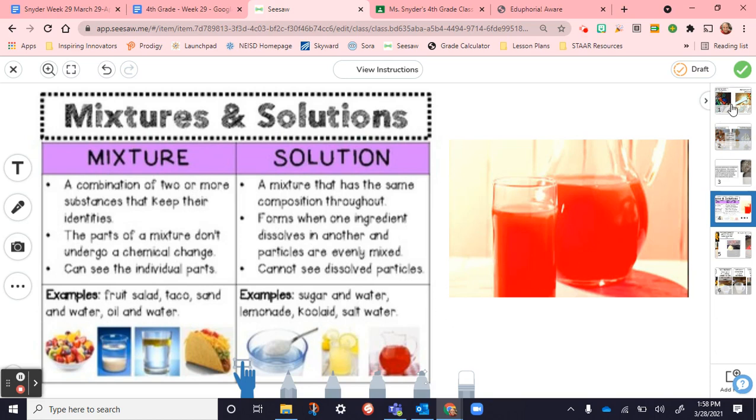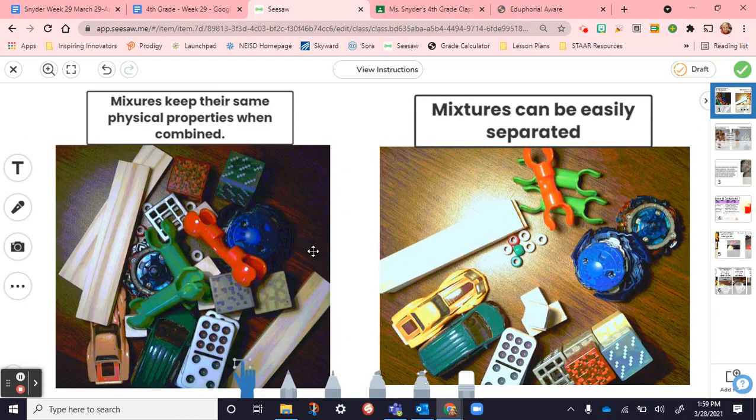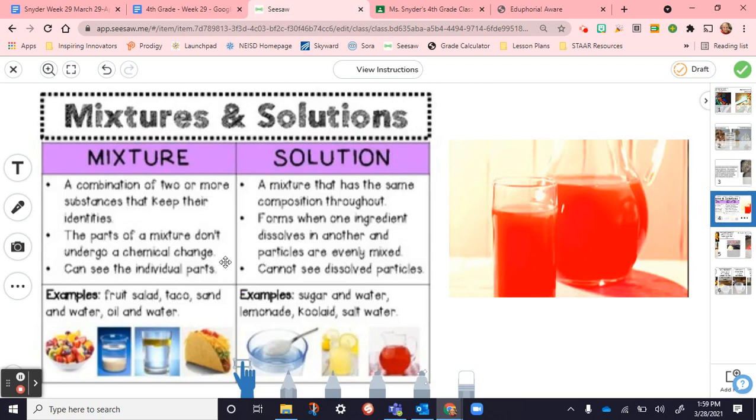So when we did our toys and we mixed them all together, we saw that they are keeping all of their physical properties. I can still see which ones are the dominoes, which ones are the cars, the blocks, and so on. And the parts of the mixture don't undergo any kind of chemical change. We can see all the individual parts.